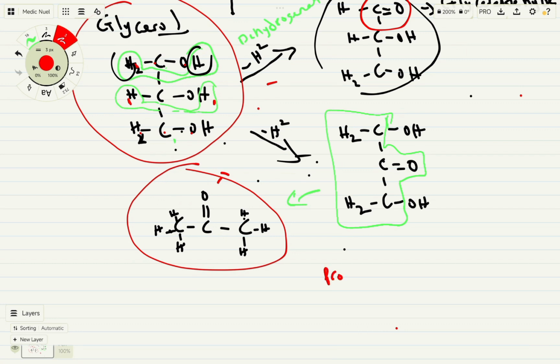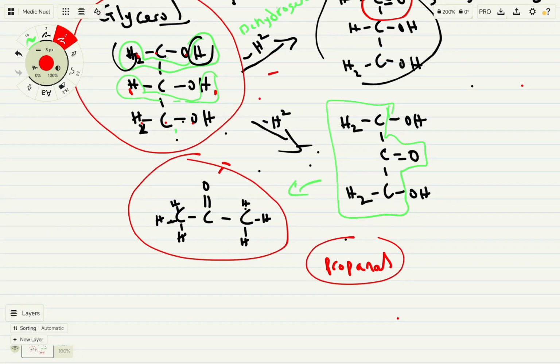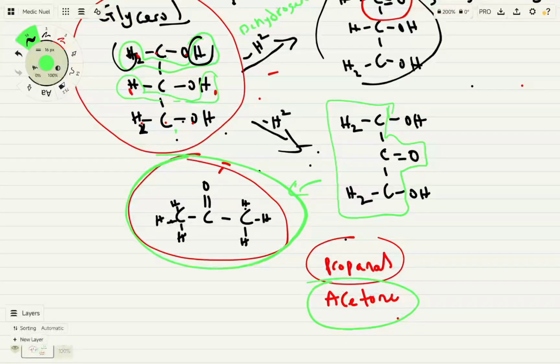This is going to be propanone, or propan-2-one. And the other name for propanone is basically acetone. We mostly call it acetone. So this compound here is basically acetone. That is the standard name.